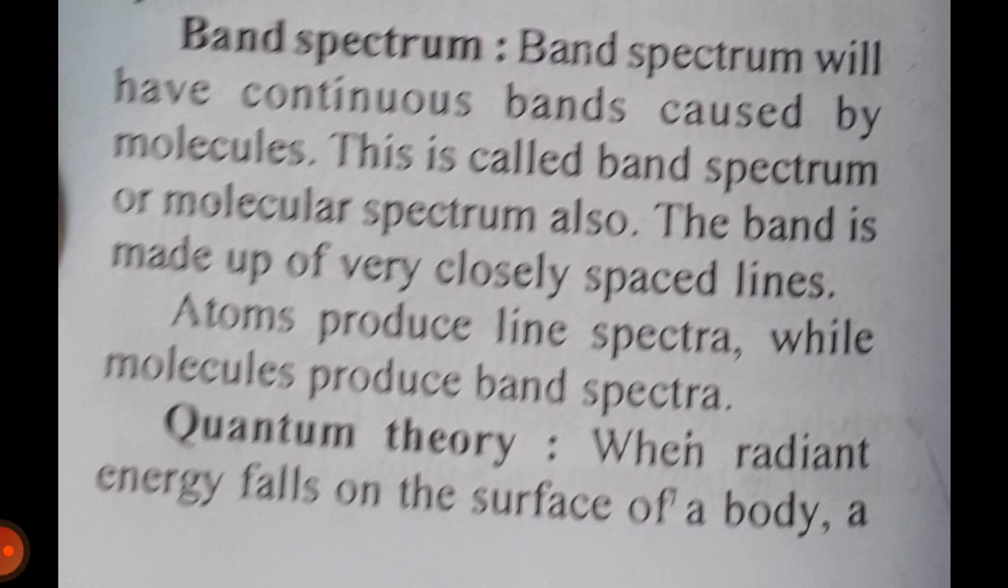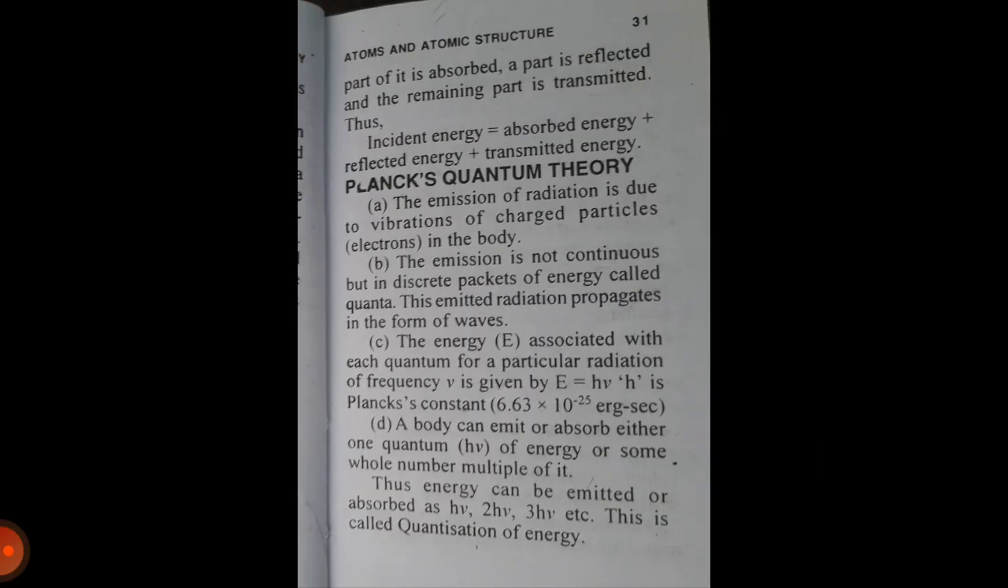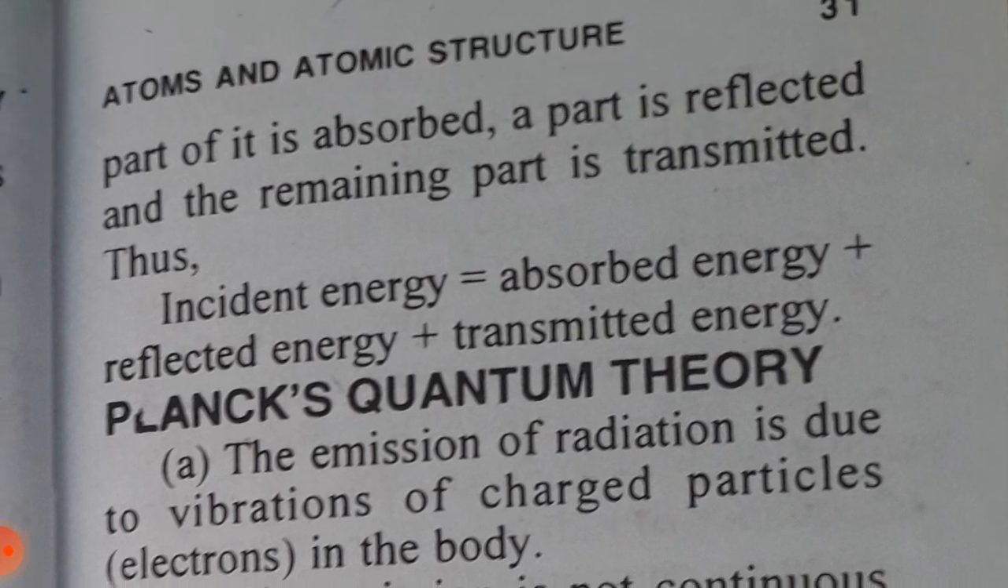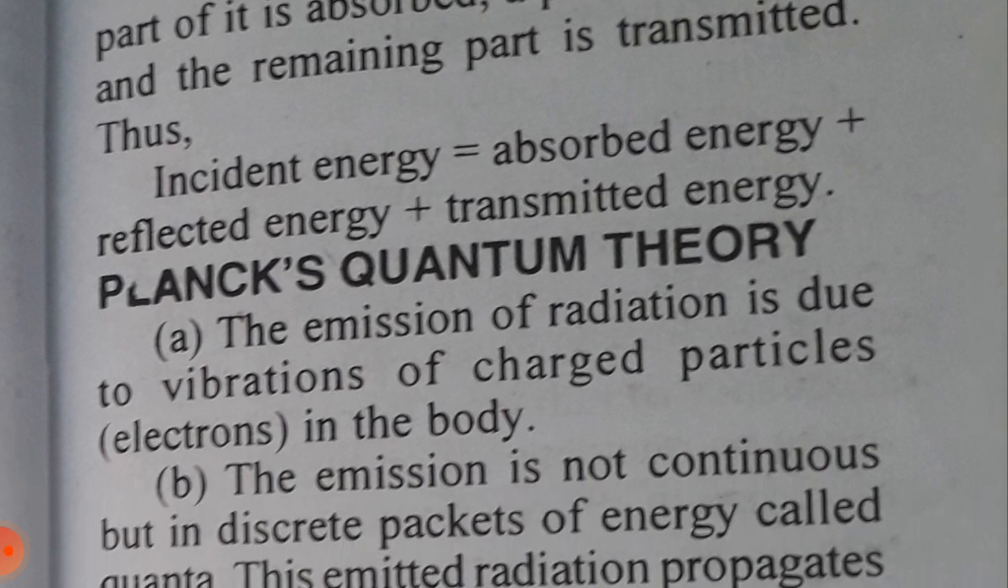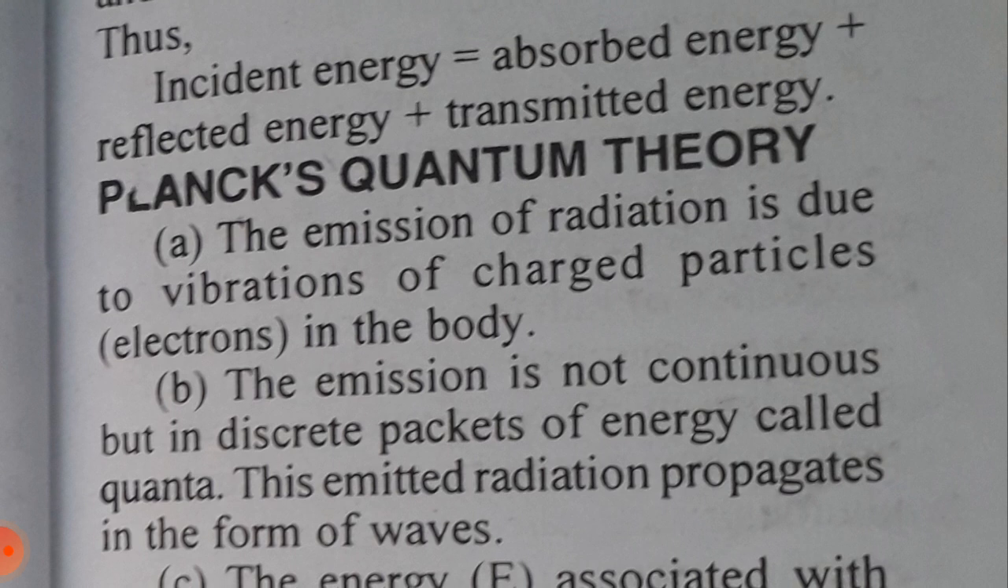Quantum theory. When radiant energy falls on the surface of a body, a part of it is absorbed, a part is reflected, and the remaining part is transmitted. Thus, incident energy is equal to absorbed energy plus reflected energy plus transmitted energy.